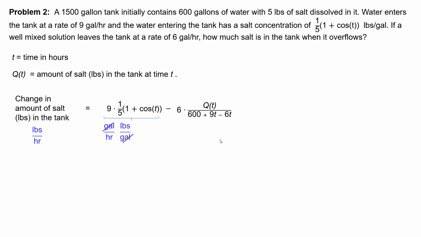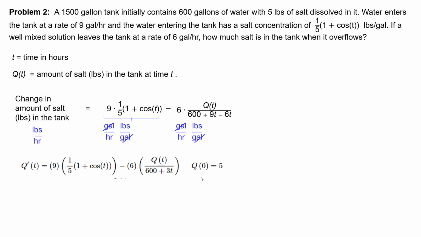And you might say, well, I don't know how much salt is in the tank at time t. Right, that's what we're trying to solve for. With a differential equation, you don't know what the process is, but you know how the process changes. You can measure how something changes, not what it is. So Q of t, the pounds of salt at time t, divided by the gallons in the tank. So it's 600 plus 9t minus 6t. So this is going to be gallons per hour times pounds per gallon. So the gallons cancel. All right, the units match up. You didn't let pounds equal hours or something crazy like that.